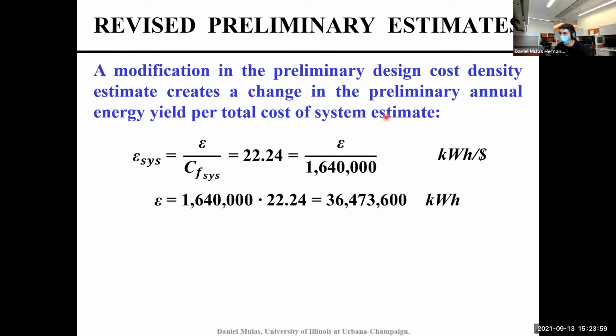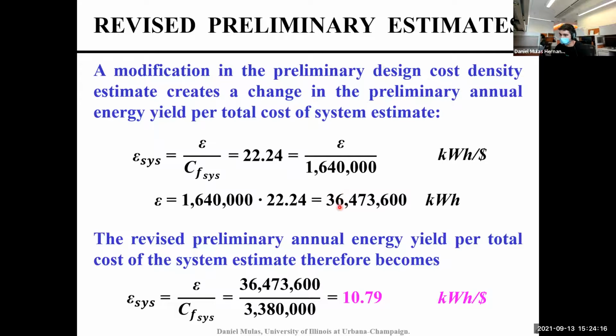If you change the preliminary estimate of the cost density, you will also change the energy yield per total cost of the system. For the preliminary values, the expected annual energy generation was 36 gigawatt hours. But if we use the new cost density and divide the expected energy generation by the new cost of the system, the energy yield per total cost of the system now becomes 10.79 kilowatt hours per dollar.